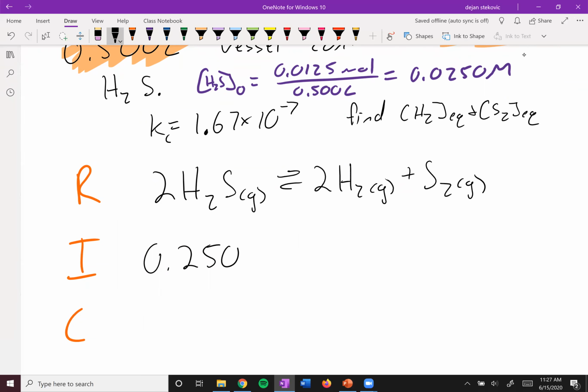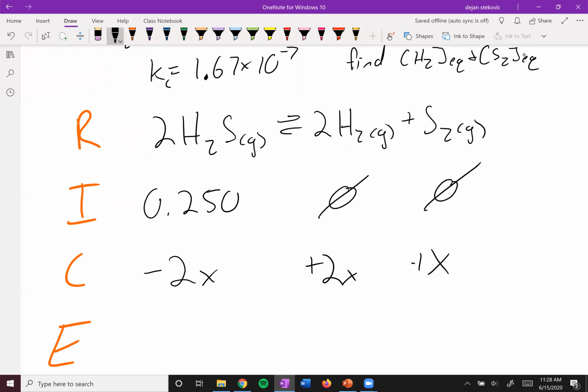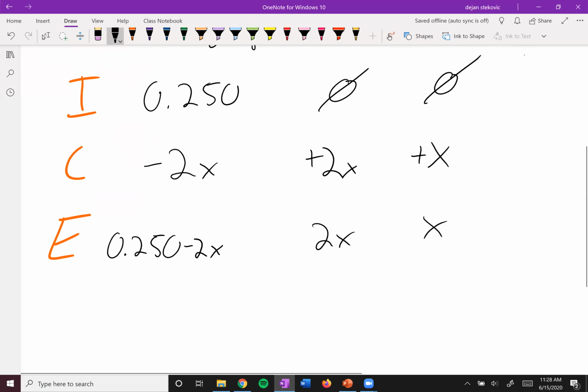And we're assuming that the reaction has just started, so we have no products. And so the change here, our reactants are going to go away, so this will be negative. And then don't forget this coefficient here is 2, so this needs to be minus 2x. This coefficient is also 2, and so this is plus 2x. And then this coefficient is 1, so this is just plus x. For the E line, we just add these two up. So 0.0250 minus 2x. This is just 2x. And then this is just x right here.